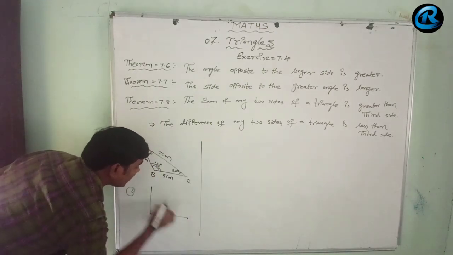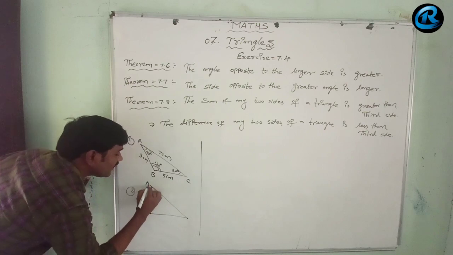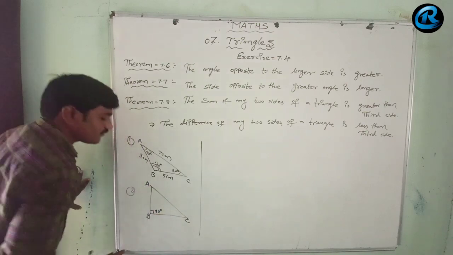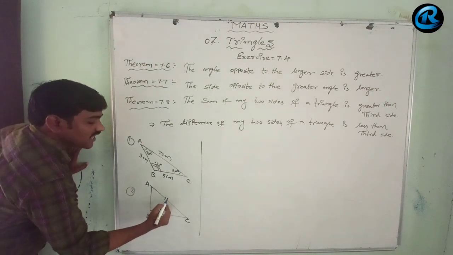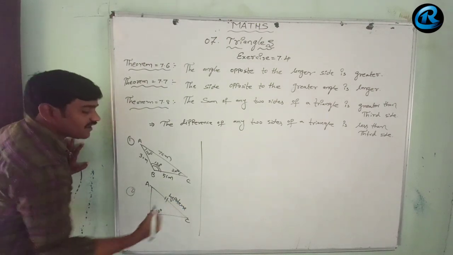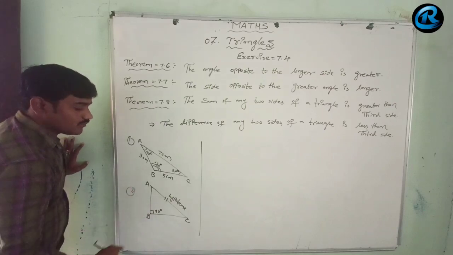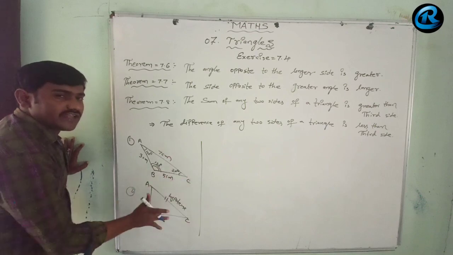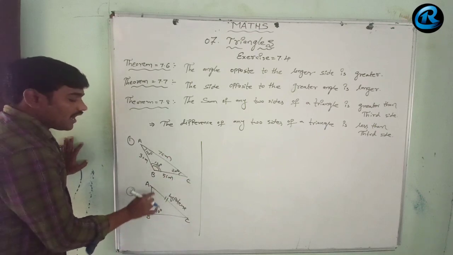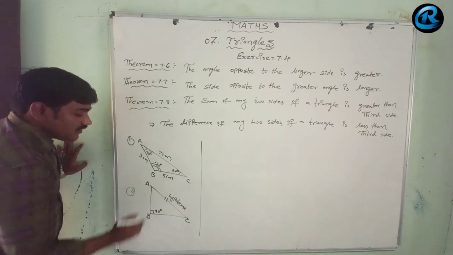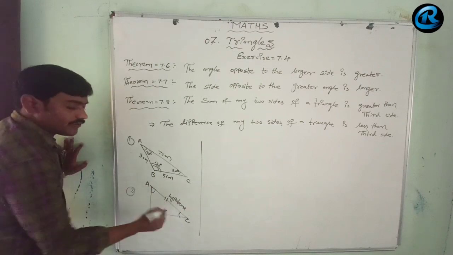Suppose we take a right angle triangle. We know that in the right angle triangle, angle B equals 90 degrees. The side opposite the 90 degree angle is known as the hypotenuse. And we know that the hypotenuse is the longest side in the right angle triangle. So the remaining two are acute angles.